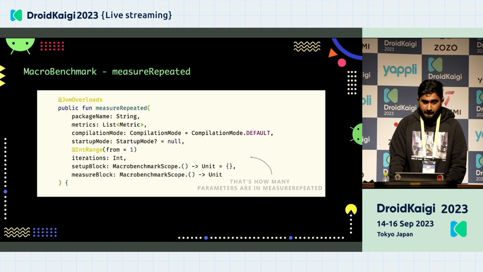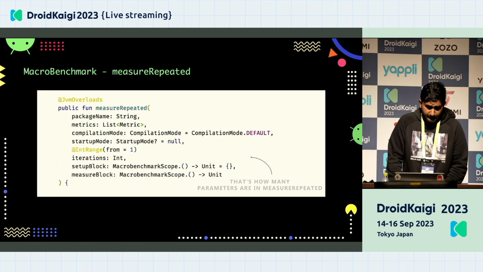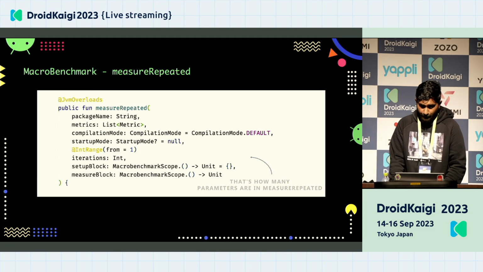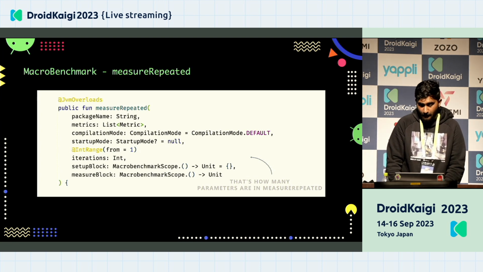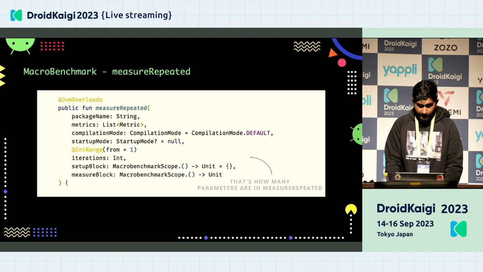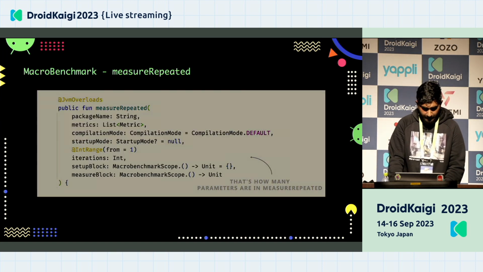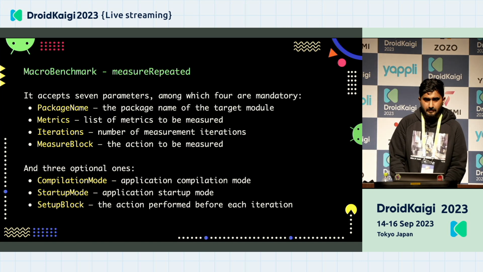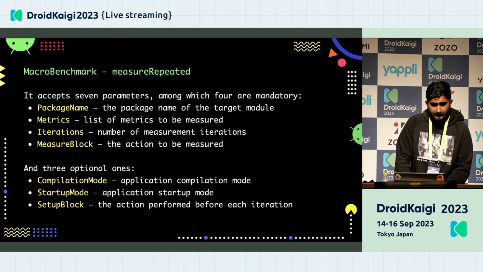The measure repeated function has evolved, literally, and we can call measure repeated on the macro benchmark rule. And now this function allows you to define different conditions for how the benchmarking should work. We'll look at the parameters in the next slide, one by one. These are the accepted 7 parameters, among which 4 are mandatory.